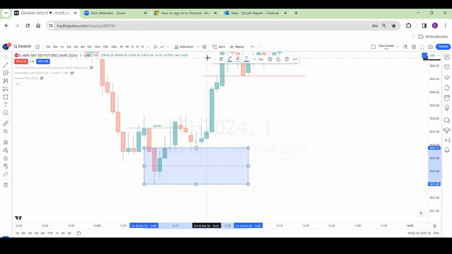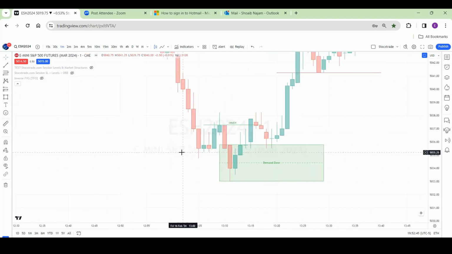So this is your demand zone. The market needs to retest this demand zone or any fair value gap. The most powerful demand zone is the one where you will have the fair value gap. But where we don't have any fair value gap, do we have one?